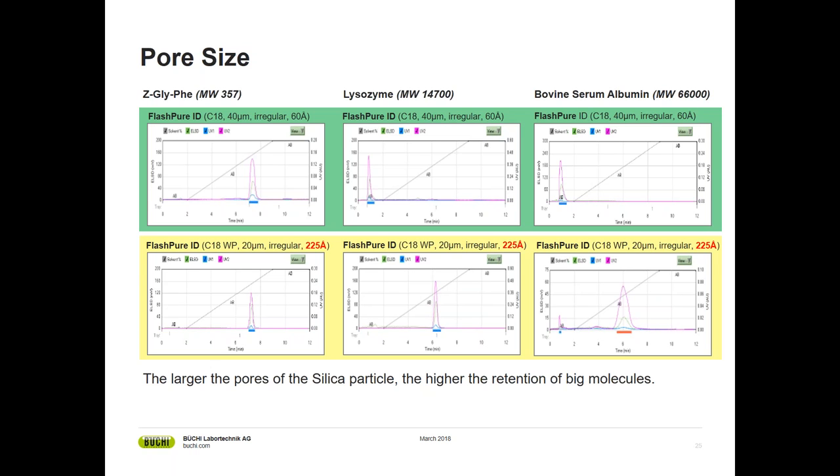For mid-size and big-size peptides, we see interaction with the stationary phase only with the big porous material. With the small pores, the compounds are running with the solvent front and get eluted immediately. And with the big pores, the elution is only after 6 minutes. So the compounds interacted somehow with the stationary phase. So in summary, the larger the pore size, the higher is the resolution for the big molecules.